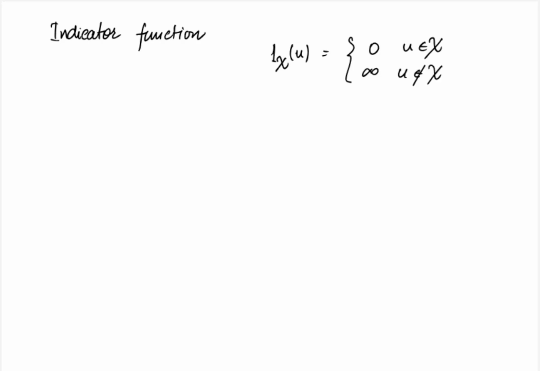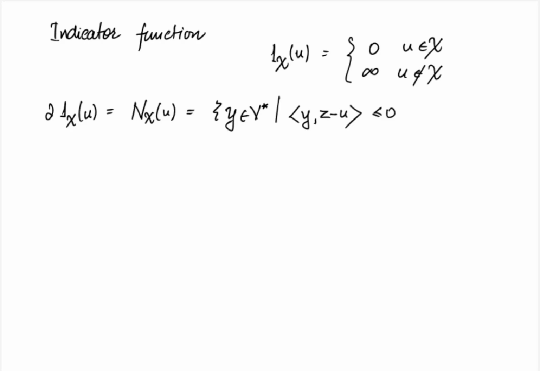We have already seen the subgradient of the indicator function, which is that the indicator function of calligraphic X at u is 0 for all u in calligraphic X and infinity for all u not in calligraphic X. The subdifferential of the indicator function is given by the norm cone of calligraphic X at u, which is nothing but the set of all y in V star such that the inner product of y comma z minus u is less than or equal to 0 for any z in calligraphic X.